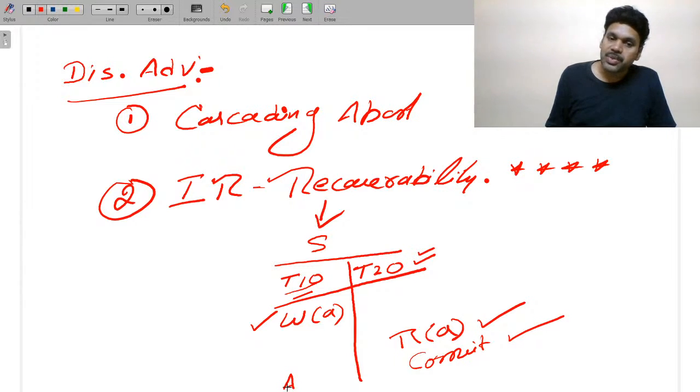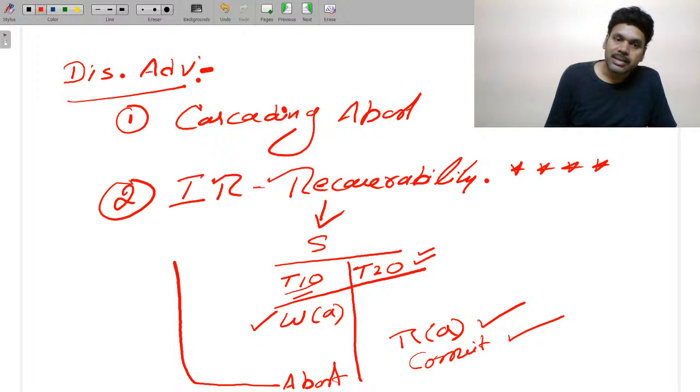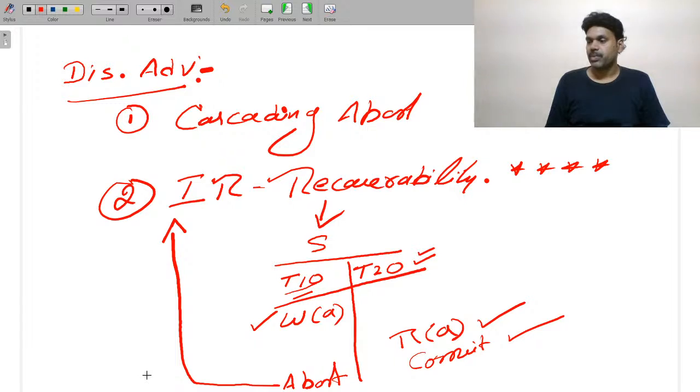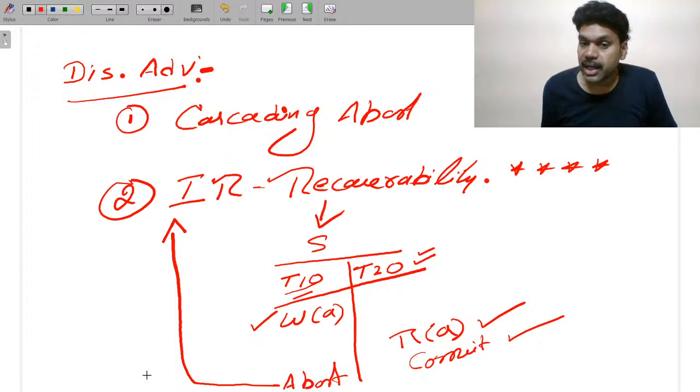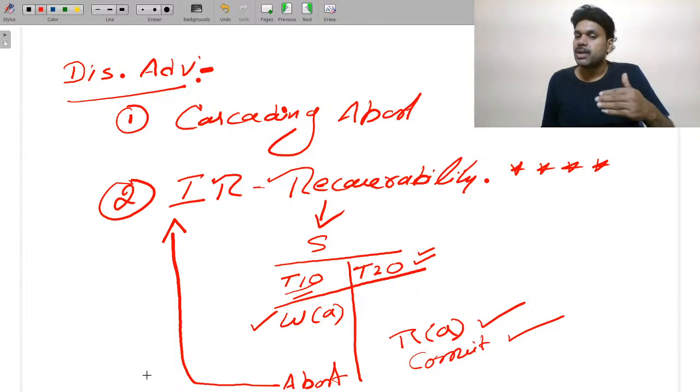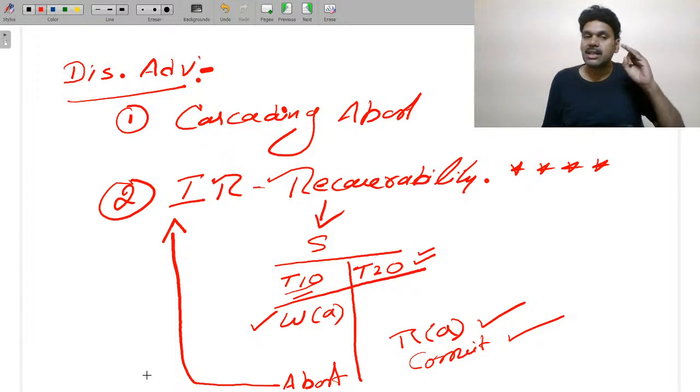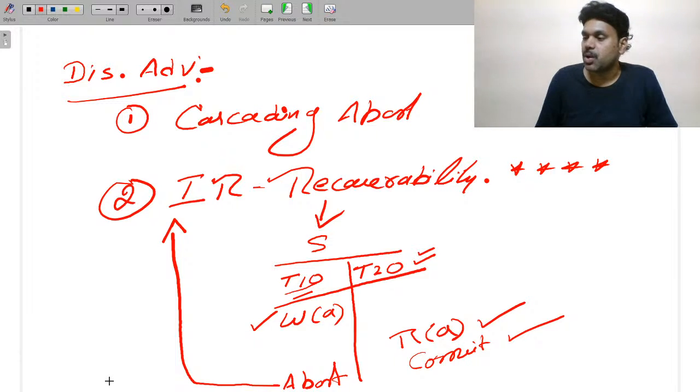If the owner wants to abort, then it is not possible. This is a situation of irrecoverability. Therefore, there may be a chance of irrecoverability in this case. These are the two drawbacks of the timestamp ordering protocol.